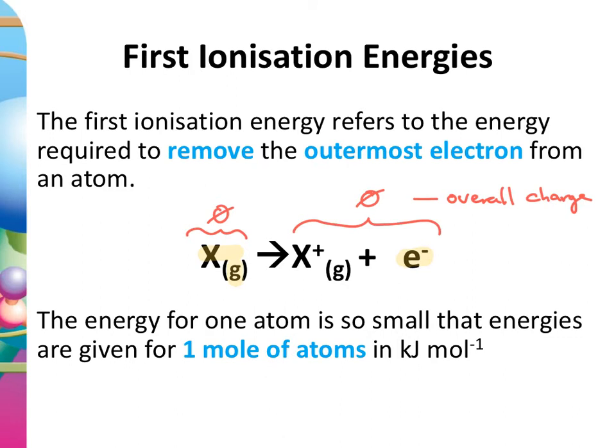Now the values to remove one electron from one atom are incredibly small, and this is one of the reasons to consider the mole. In chemistry, we typically look at any changes in terms of moles. So the energy we're going to be looking at when we talk about first ionization energy is the amount of energy to remove the outermost electron from 1 mole of the atoms, and the unit of that measurement is going to be kilojoules per mole. That's what that represents in the green there, kilojoules per mole.